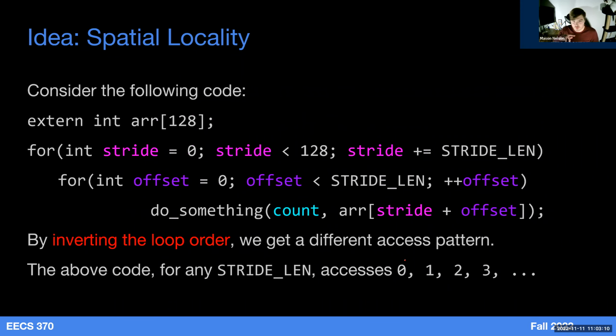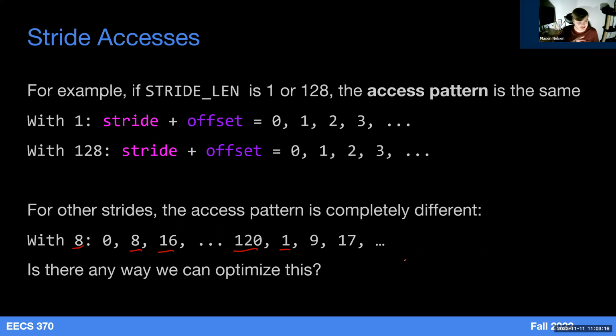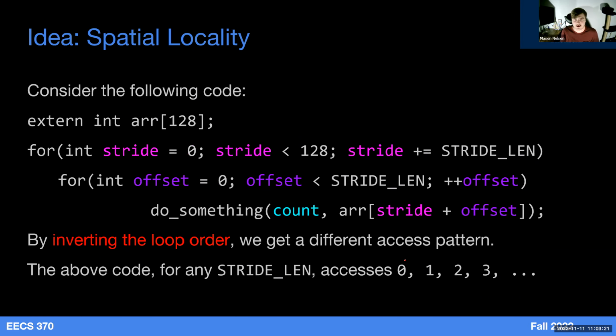So if, once again, we invert the loop order, we get a different access pattern. So if we have that stride length of 8, if we invert the order and fix up a few things in our loop bounds just to make sure everything works correctly, then we'll get a different pattern that might be better for our cache. So let's say once again that our stride length is 8.